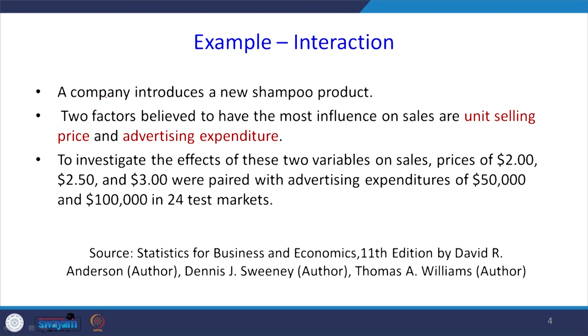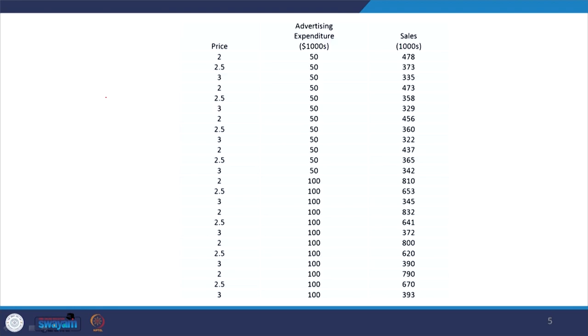To investigate the effect of these two variables on the sales, the prices of $2, $2.50 and $3 were paired with advertising expenditures of $50,000 and $100,000 in 24 test markets. I will show you this data set. You see that there are three levels in the price: 2, 2.5, 3. There are two levels in the advertising expenditure: one is 50, another one is 100. So, there will be 24 different alternatives, and the last column is the sales.